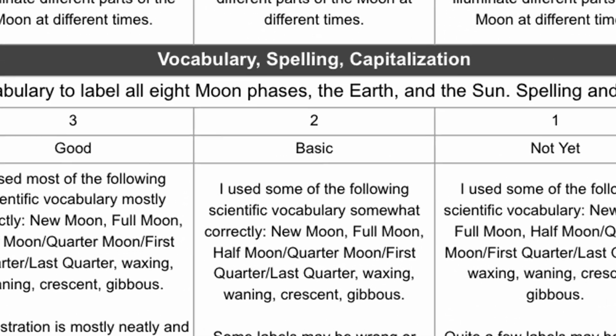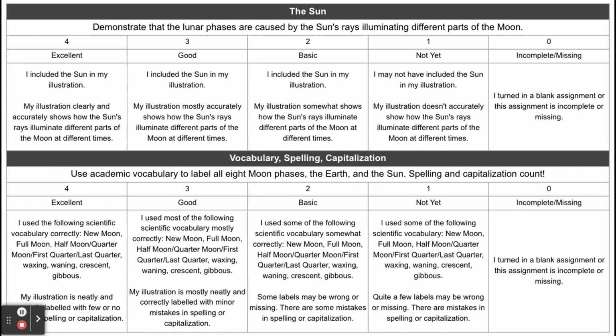And last but not least, you need to use academic vocabulary to label all 8 moon phases, the Earth and the Sun. And yes, spelling and capitalization do count. A 4 in vocabulary, spelling, and capitalization looks like I used the following scientific vocabulary correctly: new moon, full moon, half moon, or quarter moon, or first quarter, last quarter, waning, waxing, crescent, and gibbous. My illustration is neatly and correctly labeled with few or no errors in spelling or capitalization.